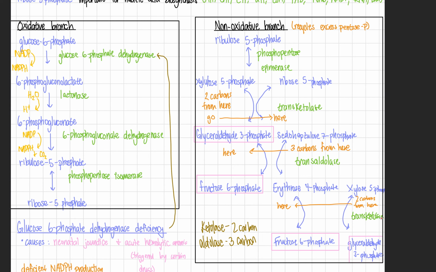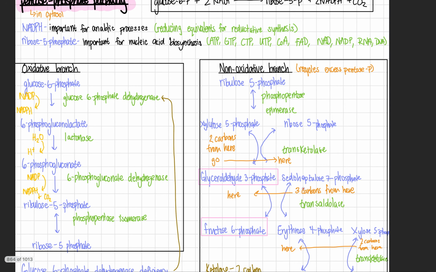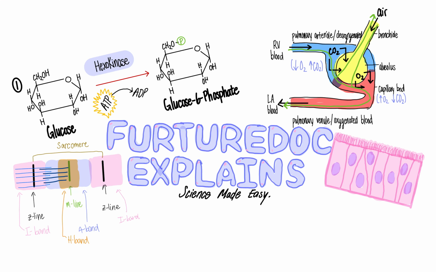So, two things to note. Over here we have xylulose 5-phosphate going to G3P via transketolase, and down here we have the same reaction, xylulose 5-phosphate going to G3P via transketolase. And this right here brings us to the end of the pentose phosphate pathway.